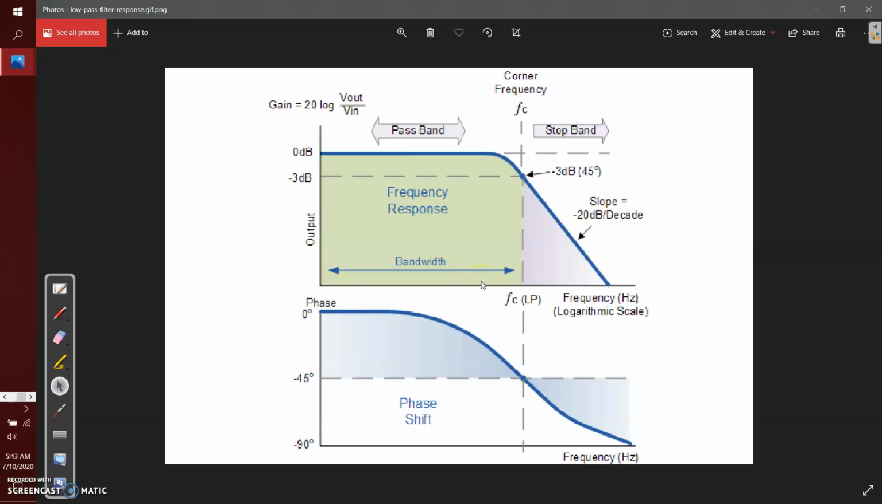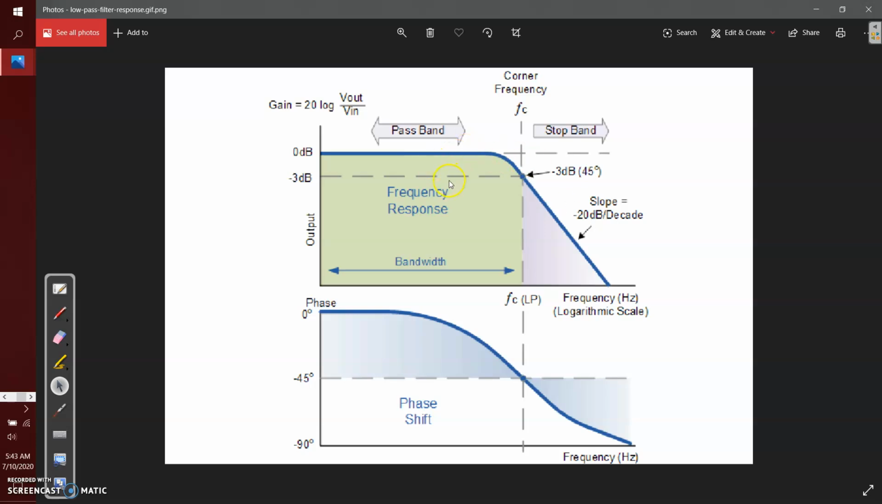Now the slope that we have in this curve, that is the gradual cutoff. This slope decreases by 20 decibel per decade. There is another name for it, 6 decibel per octave. I will explain later what that actually means.